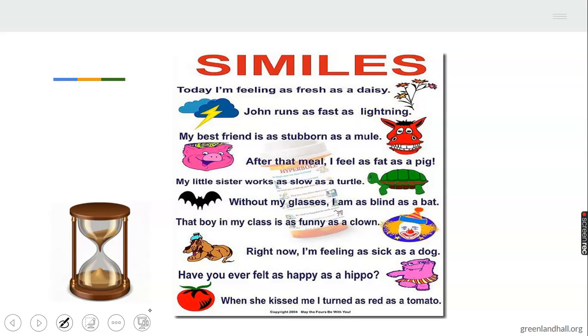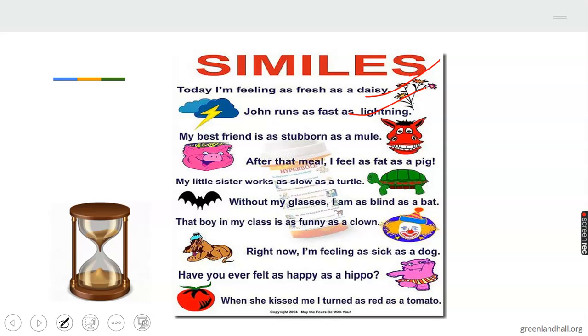Today I'm feeling as fresh as a daisy. A daisy is a flower. So you can see that as fresh as a daisy. Look at this one. John runs as fast as lightning. You know lightning comes sometimes after a thunder or before a thunder when it is about to rain, or sometimes during rainfall. That's when the lightning comes and it's always very fast. It comes and then it goes like that. As fast as lightning. So when somebody runs very fast, say, oh, he's running as fast as lightning.